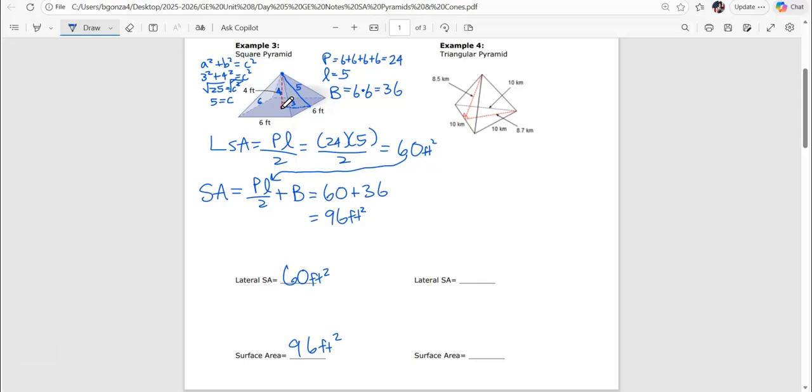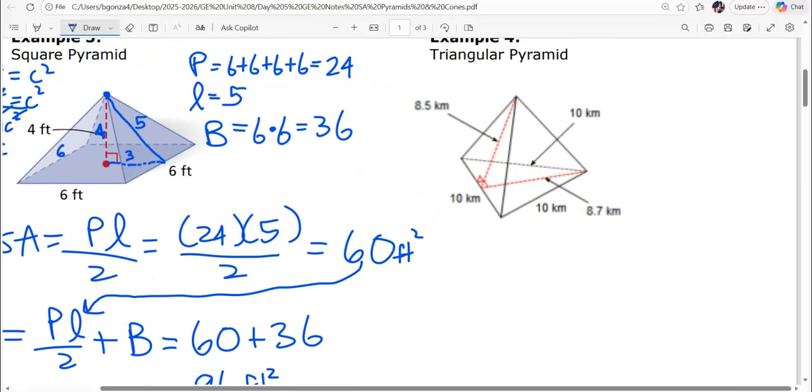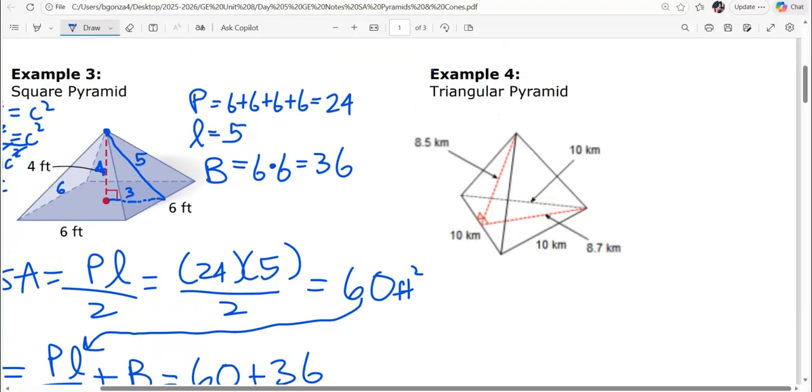Okay, over here we're going to do the same thing. We're going to find P, L, and B first. So on this one, P, the perimeter of the bottom triangle, we have 10. And this is also 10. And then this is also 10. So 10 plus 10 plus 10 is 30.